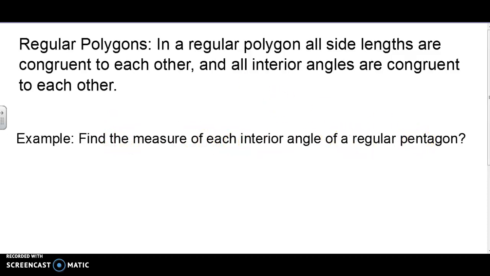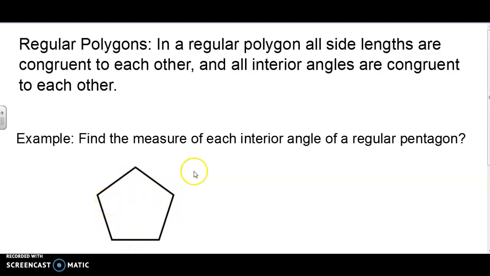Okay, so for this you might need to know some names of some polygons. On the next slide, you'll see that I put a bunch of them on there. So if you need to refer to that, please do so. But a pentagon has 5 sides, so it looks like this. That's a pentagon. Now what they're saying is that it's a regular pentagon, so each one of these angles is exactly the same.